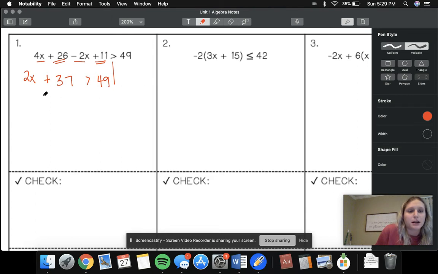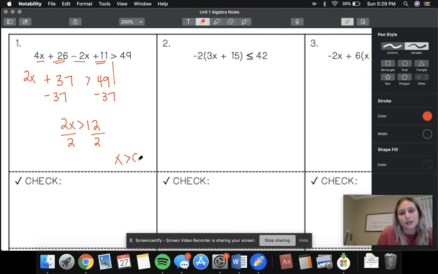Then from there, we're going to get rid of the constant. So plus 37, we will subtract it away. 49 minus 37 is 12. And then we divide by what we see. So we see a 2, so we will divide by 2. We divide it by a positive number, so we're not flipping anything, and we get the answer of 6.